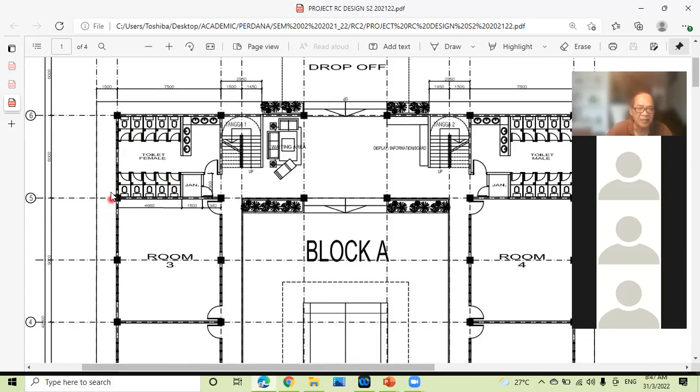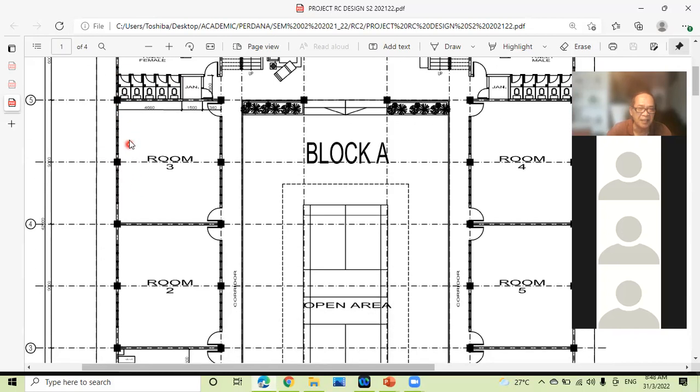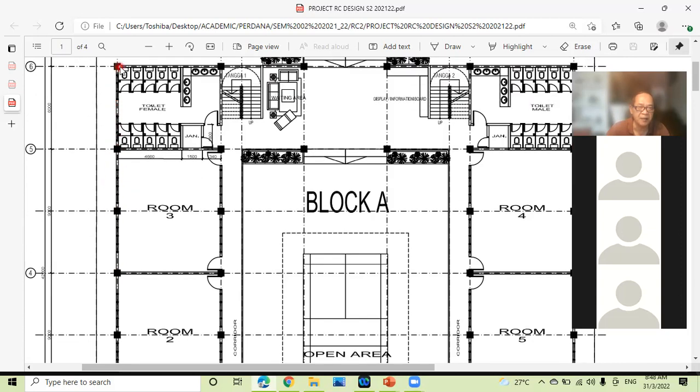On the numerical punya grid, we can have a look at some of the columns spaced at 6 meters, whereas the regular interval shown di sini is approximately 4.5 meters. Now that is a bit too close, tapi tak apalah. It's still manageable, a 4.5 meter span of a beam. Okay, so we would expect that beams spanning between these two columns will have about a 4.5 meter span, and this one between these two columns would have a 6 meter span. So indirectly, the position of columns will dictate the span of beams.